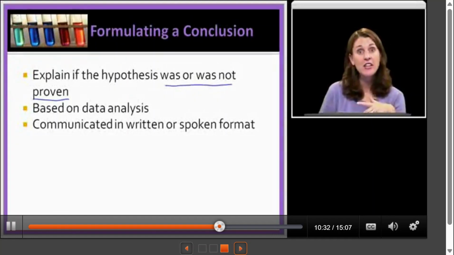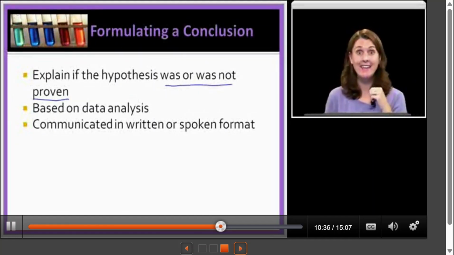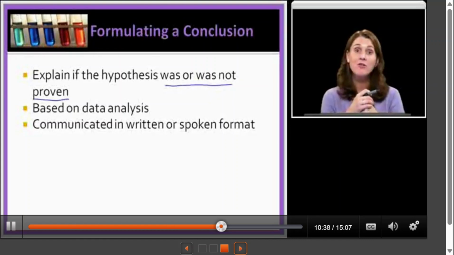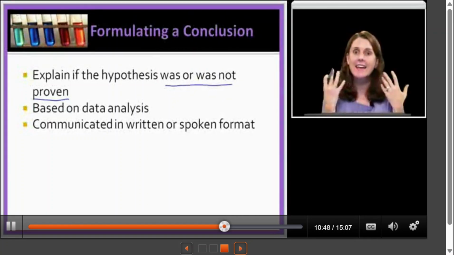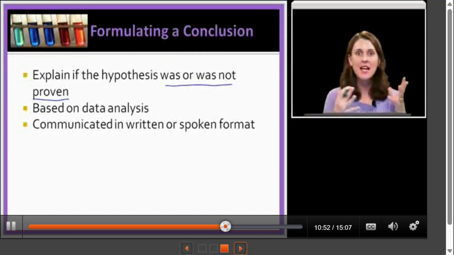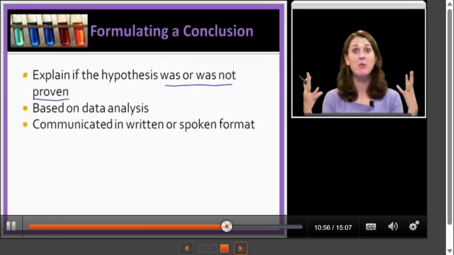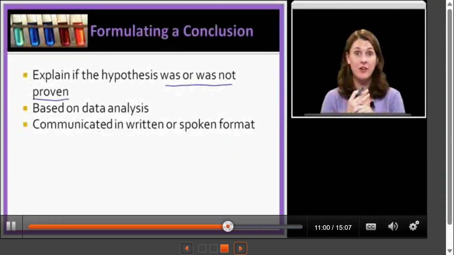Your conclusion can be communicated in written or spoken format. Again, it's very important to communicate your findings to the rest of the scientific community. This is how, even if you did not prove your hypothesis to be correct, somebody else could take a look at those results and it could make them consider a new hypothesis. That's how scientists build upon each other's findings. That's how eventually we end up with theories and laws. The whole scientific community builds upon each other.